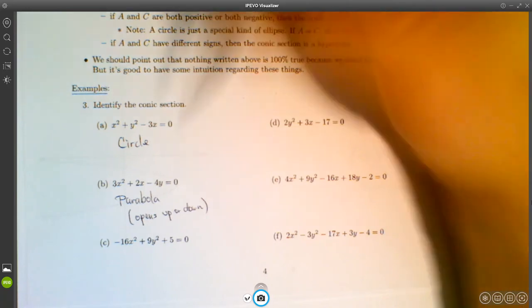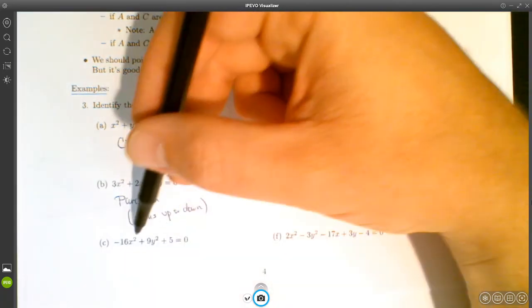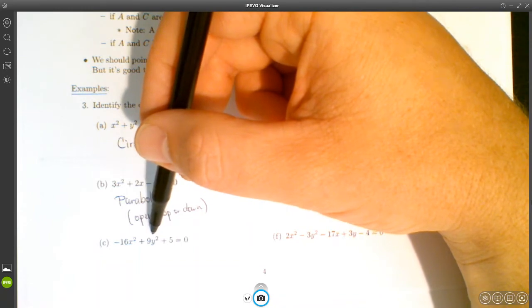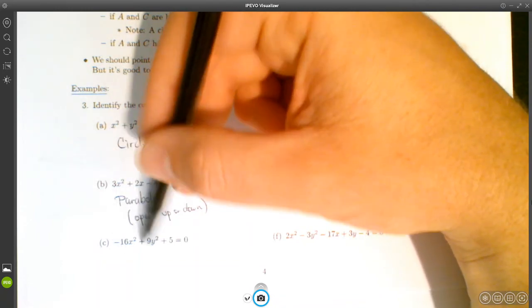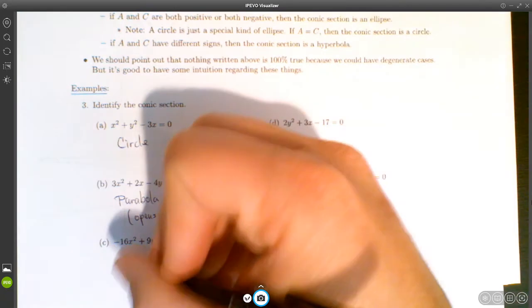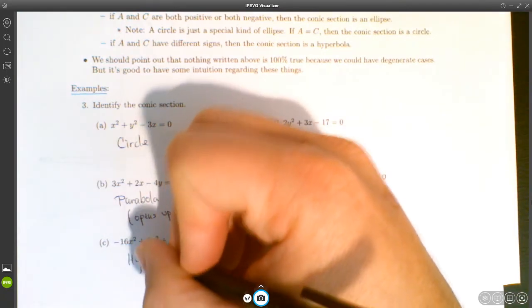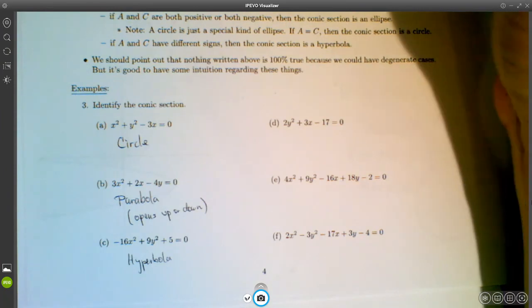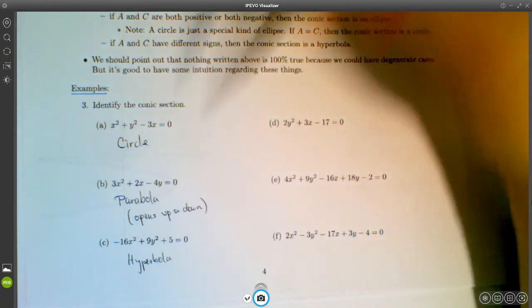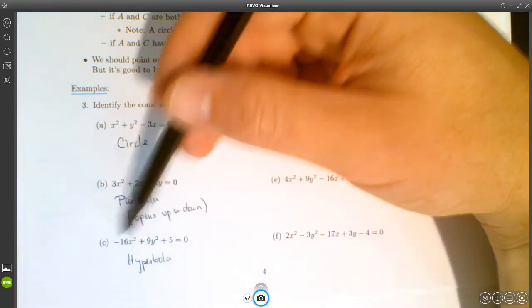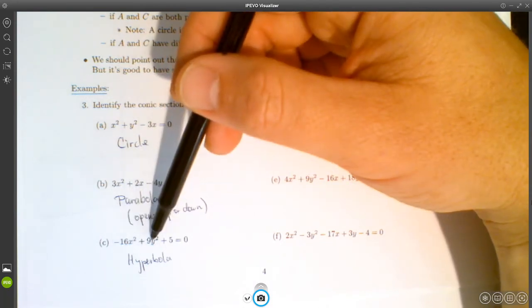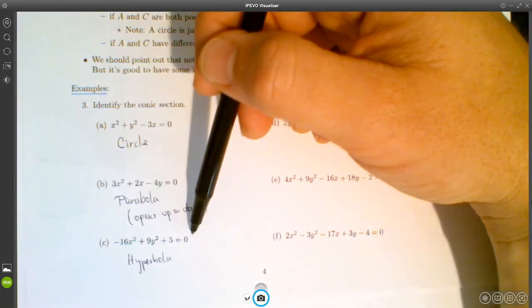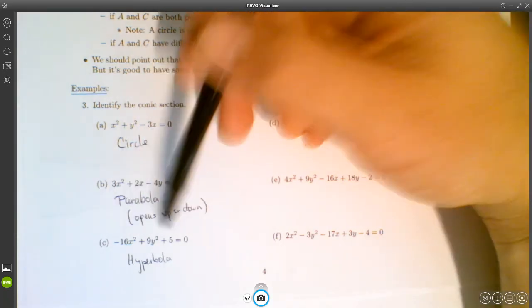Okay. I'm looking at part C. I've got an x squared and a y squared, so it's not a parabola. The signs of my x squared and y squared are different, so this must be a hyperbola. And again, I can kind of intuit which way this is going to open, because it's the x squared that's negative and the y squared that's positive. So when I go to rewrite this, it's going to look like y squared minus x squared, which means this thing is going to open up and down.